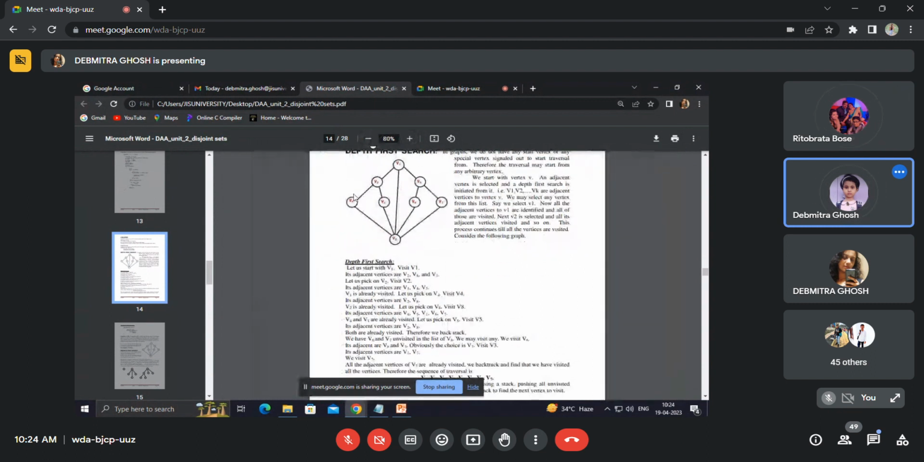From this point, which places can I visit? How many nodes can we visit? We can visit all the nodes adjacent to this node. From V2, adjacent nodes we can visit. So we are only mentioning these adjacent nodes.